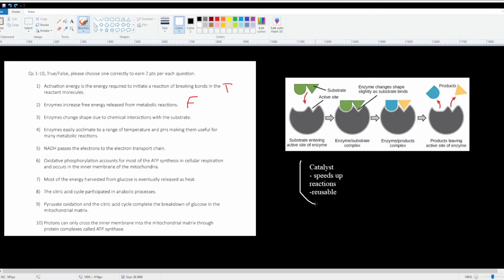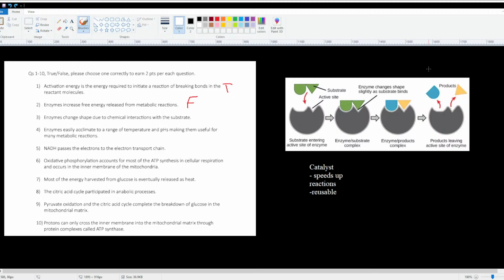Anyway, enzymes are catalysts. So that's something to remember. And remember what the definition of a catalyst is. It's catalyzing these reactions. It's facilitating these reactions.